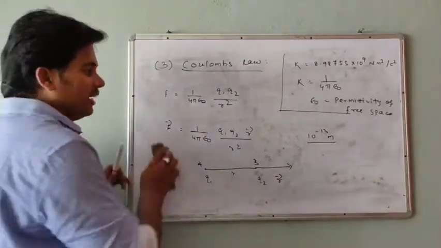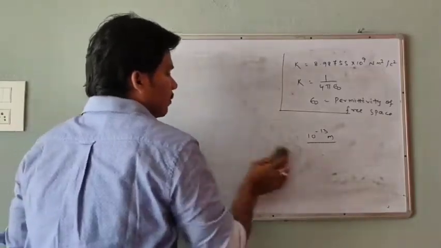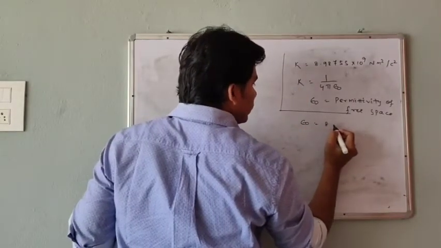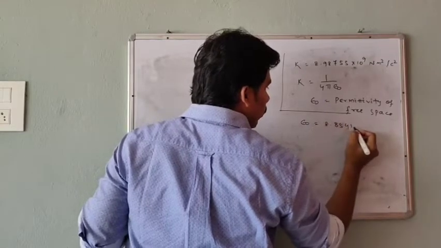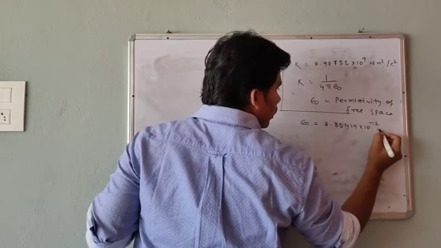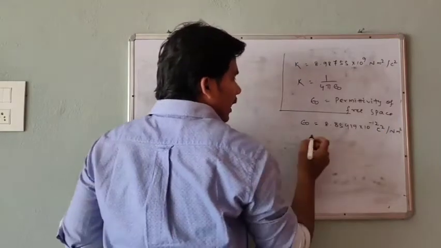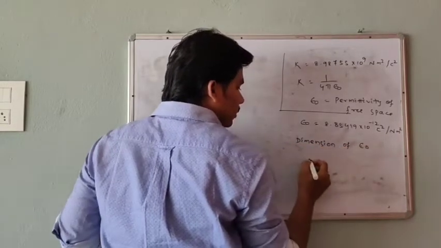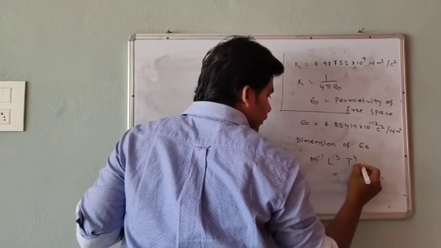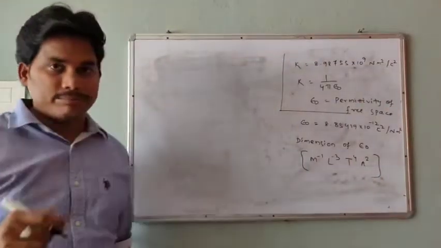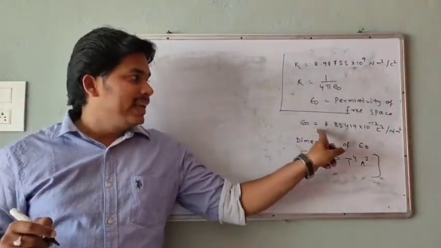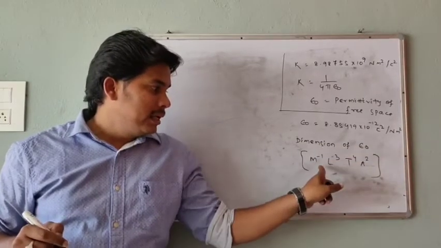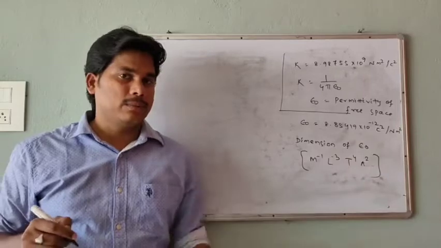Now we will discuss the electric field intensity. And remember one thing, the value of epsilon naught is 8.85419 into 10 to power minus 12 Coulomb square by Newton meter square, and the dimension of epsilon naught is M minus 1 L minus 3 T4 A2.